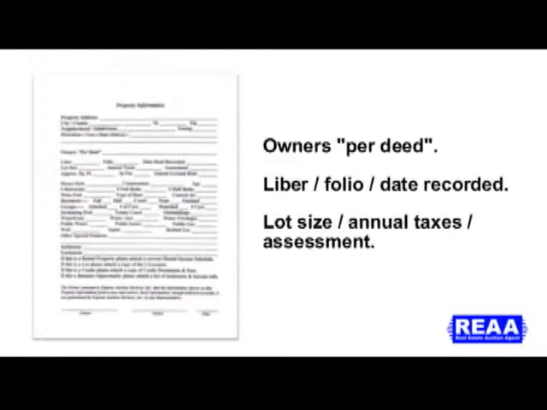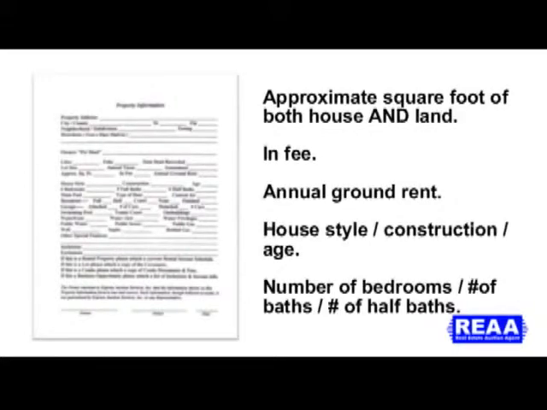owners per deed, liber, folio, and date recorded of the deed, lot size, annual taxes, assessment amount, approximate square feet of the house, approximate square feet of the land, whether it's a ground rent or whether it's in fee simple.